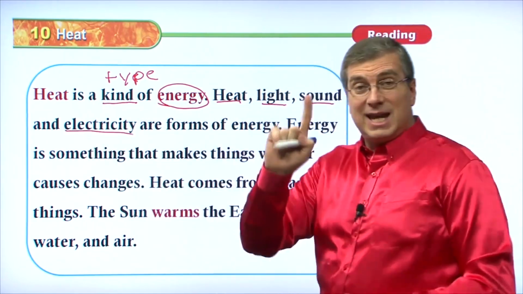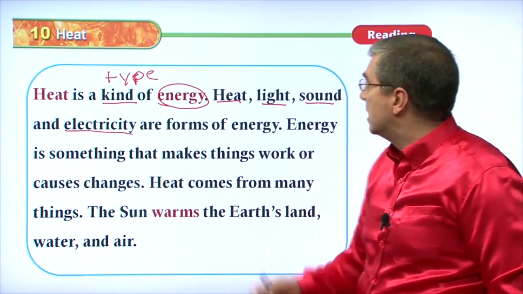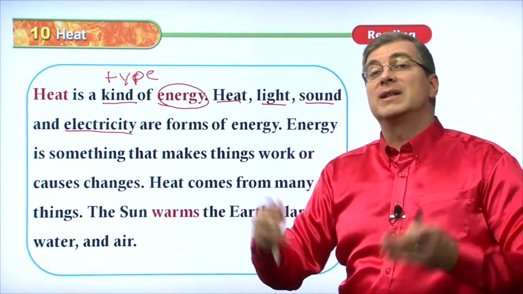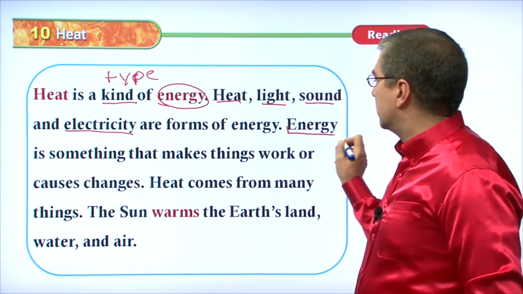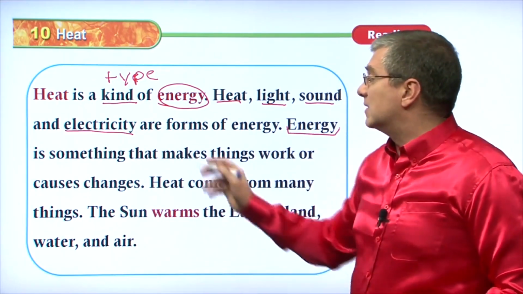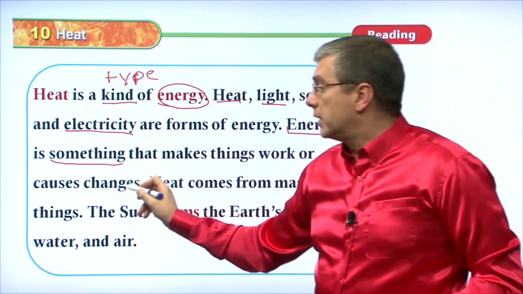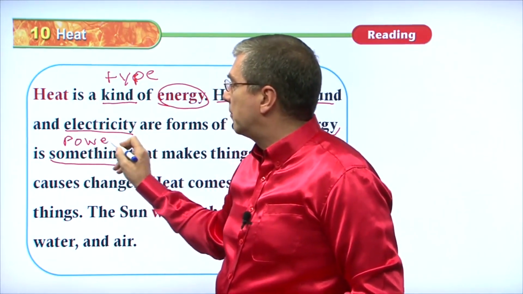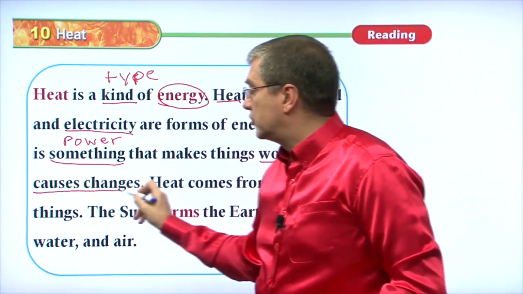We talked about that, right? Heat is just one type of energy. There's so many different kinds of energy. We have light, we have sound, we have electricity, we have heat. Many different types of energy. Energy, what is energy? Well, we know what types of energy is, but what is energy? Energy is something that makes things work or causes changes. Remember, we saw that energy is power too, right? It's some type of power that makes things work or causes change.